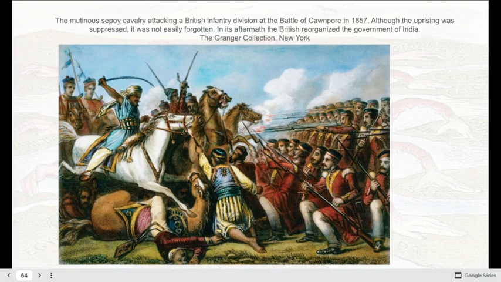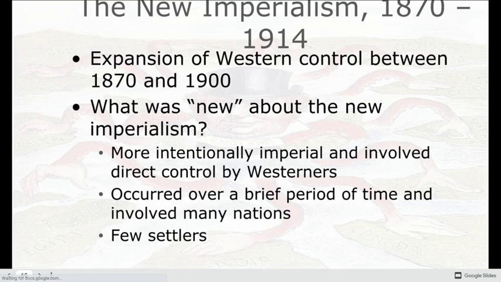And there's a picture of the Sepoy Rebellion. And the amusing part about that, of course, is that there were people of Indian descent that also served amongst the British.